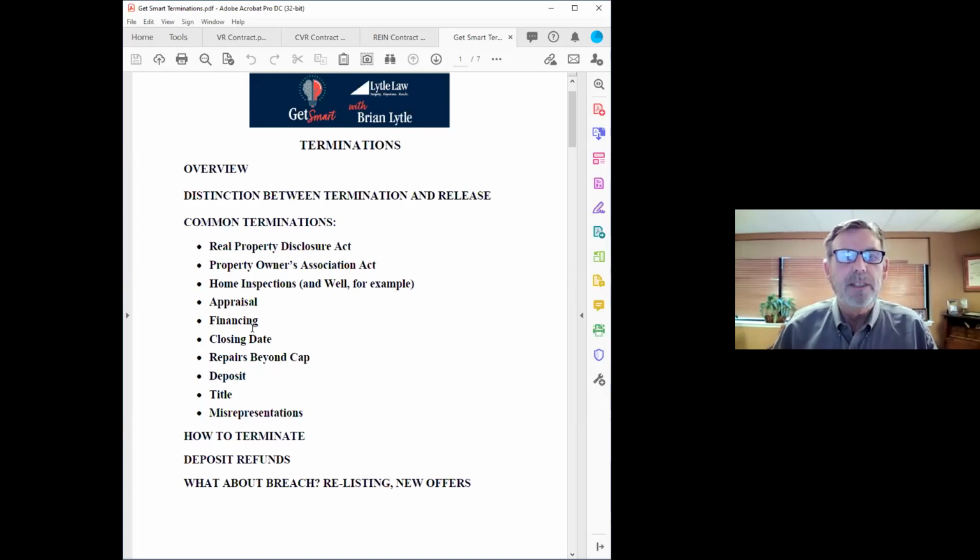If the language is specific enough in the release that a judge looking at it later or someone else can clearly see that the buyer is exercising their right under a particular contract or provision of the law to terminate, and they're just doing it in a different form, I think that's going to be okay. I would certainly defend that.